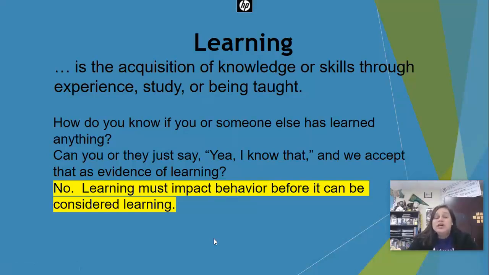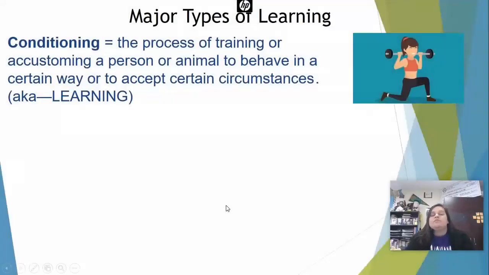And really, maybe behavior would be a better term for the title of this chapter, because we're talking all about behaviorism and the behaviorist perspective. There are some major types of learning that we'll look at, and the two big ones are types of conditioning. You may have heard of conditioning before in terms of strength conditioning, and that has to do with training your muscles to move in a certain way. And in this case, we mean accustoming a person or training a person or animal to behave a certain way.